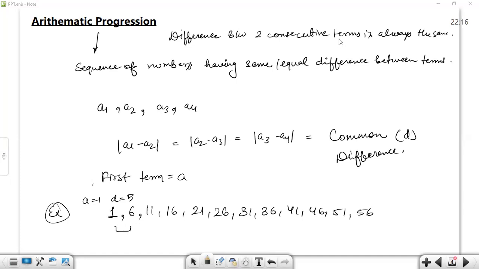What is the difference between 6 and 1? Is it 5, sir? Yes, it is 5.